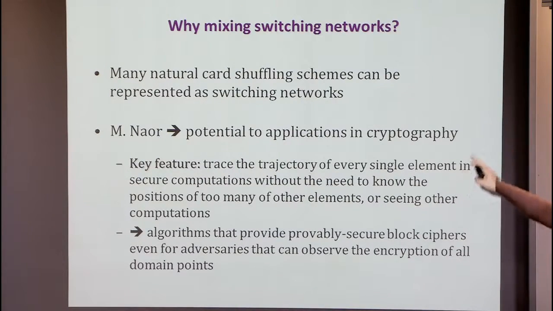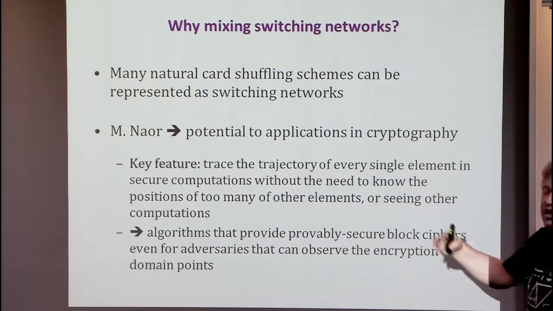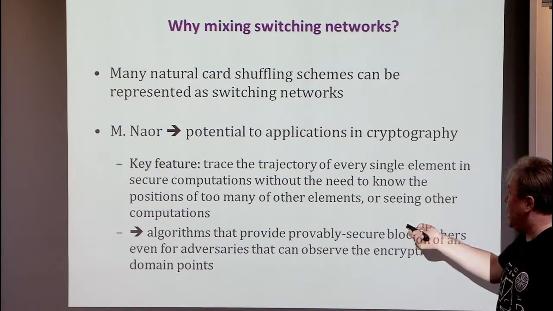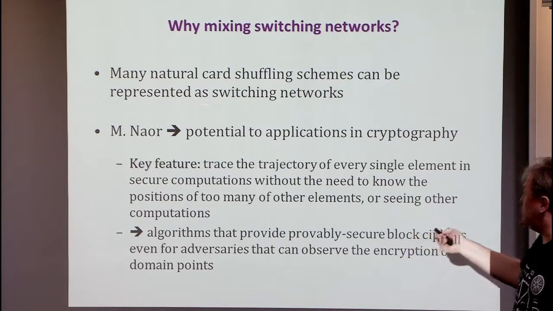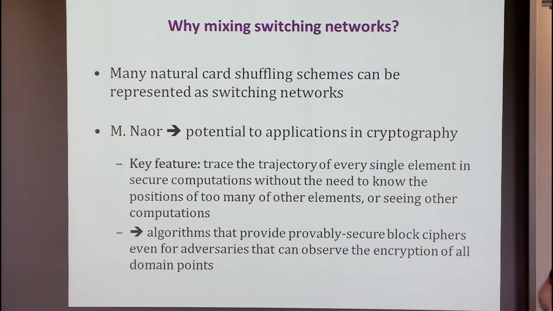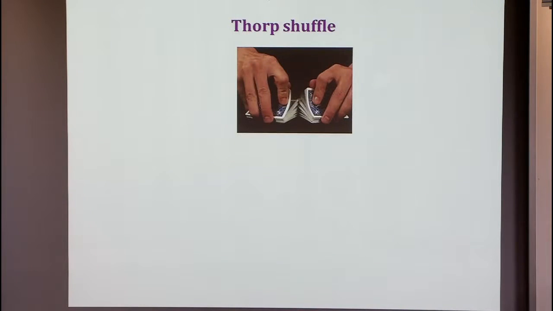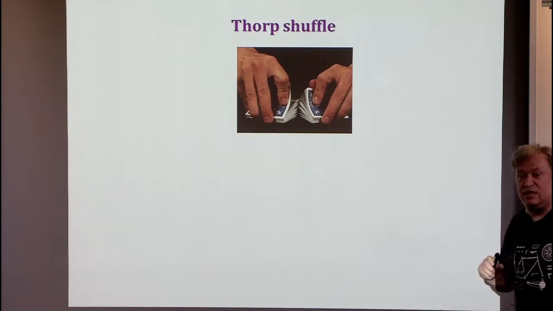So one motivation comes from cryptography, another from uses in distributed computing. And also the point I want to make here is that there are many natural card shuffling schemes which can be represented in this framework. I'm not sure whether many, but at least one. There is the Thorp shuffle.